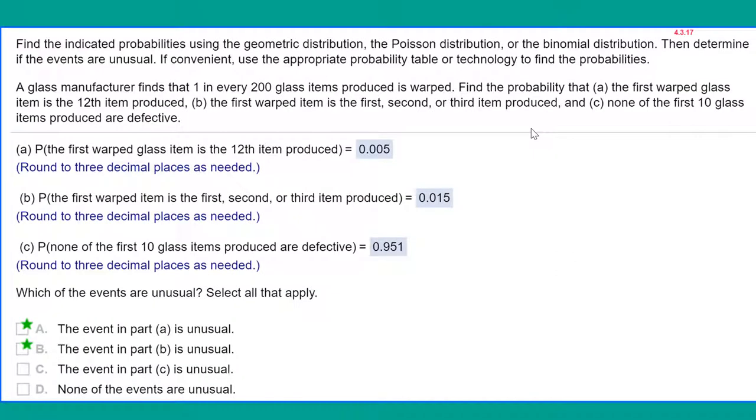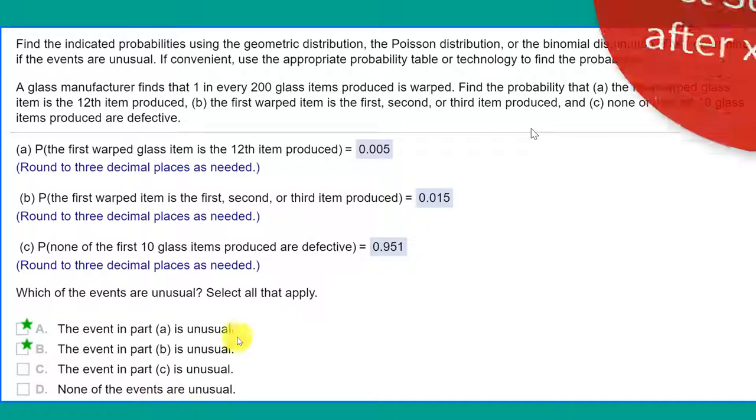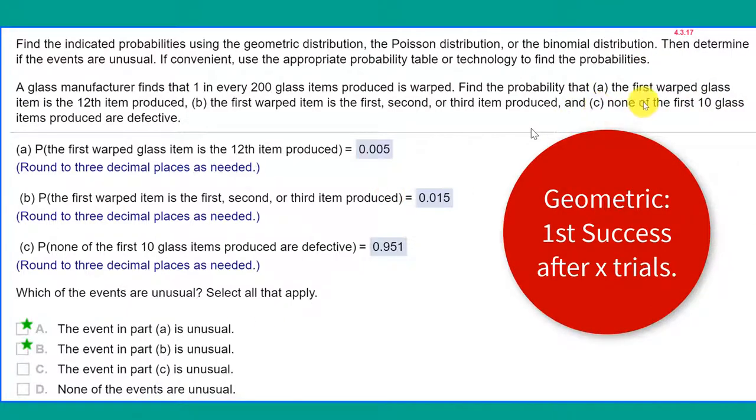I have a problem out of Chapter 4 on discrete distributions. This particular problem requires the use of the geometric distribution. I've got another video in which I talk about how to decide which distribution to use. But just quickly, when you have a problem that talks about the first event happening in X number of trials, that is a geometric distribution problem.